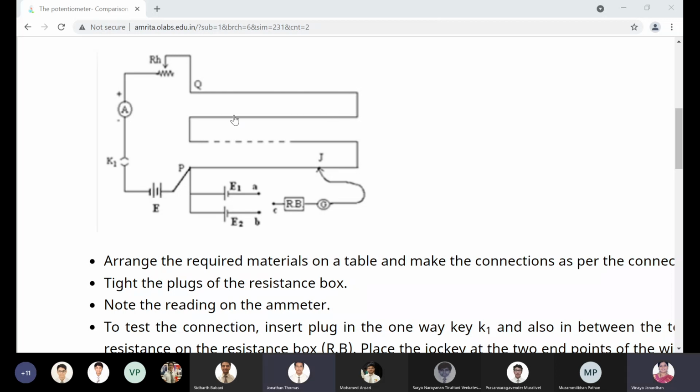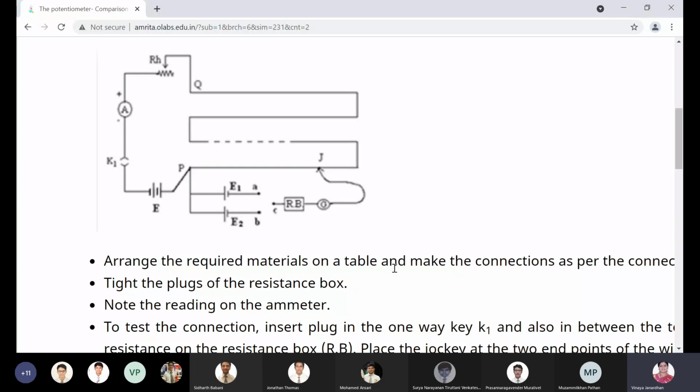Ma'am, how long is the wire for this one? Which one? Ma'am, like the potentiometer wire from P to Q. Each segment will be 100 centimeter, boys. 10 such segments, which means 1000 centimeter.